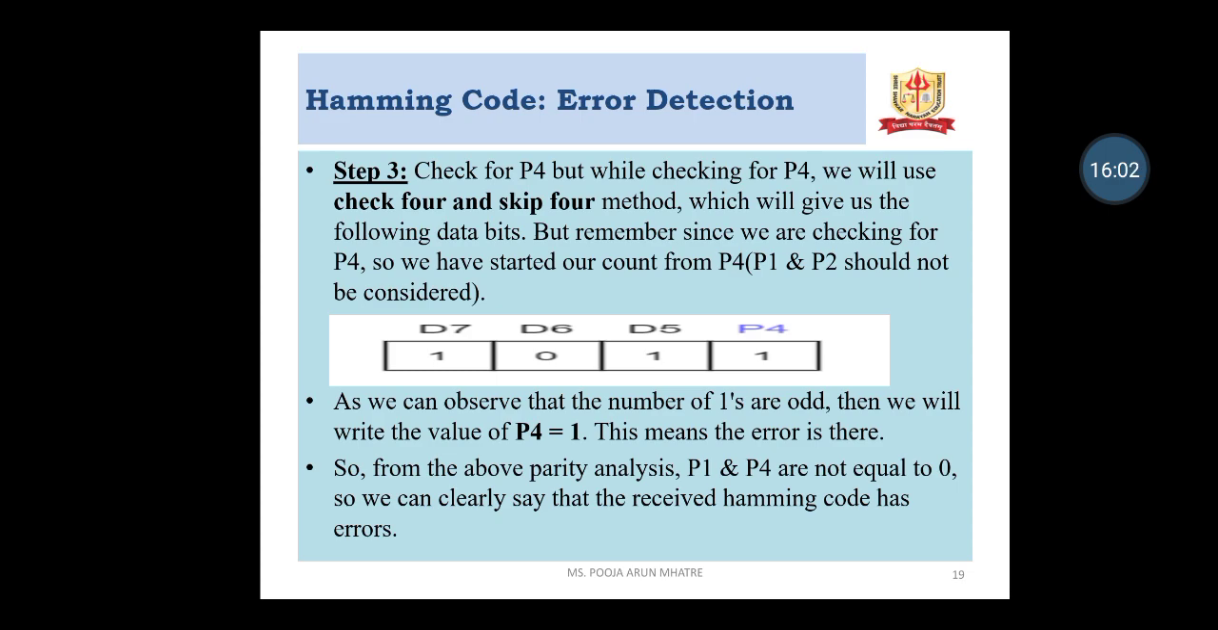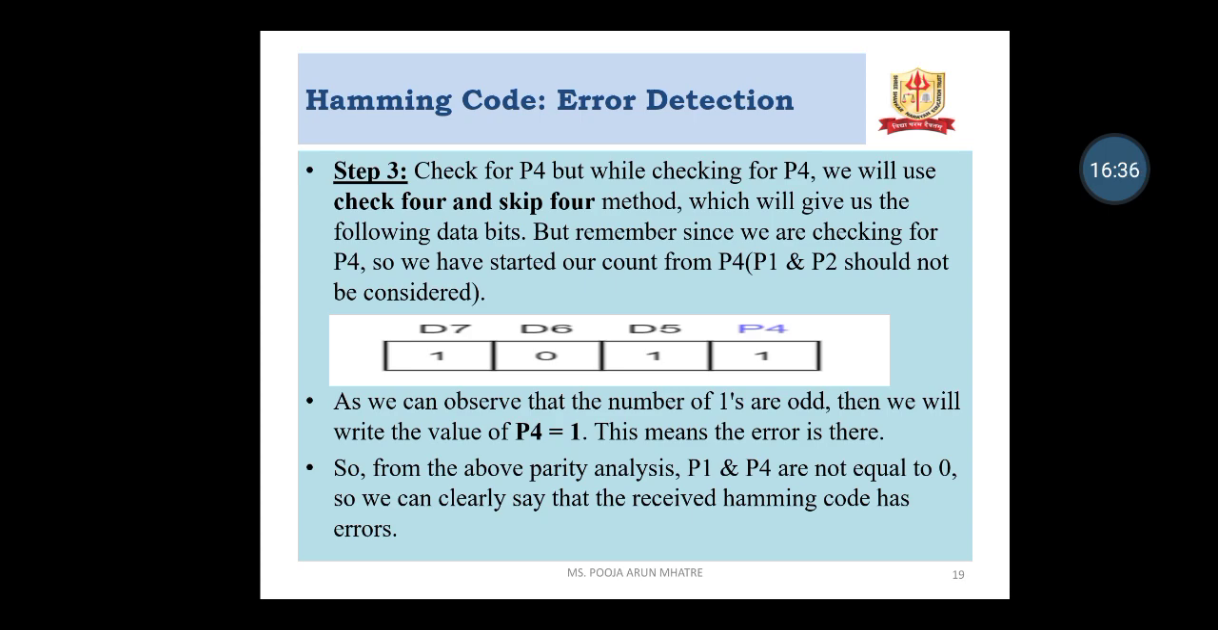Step 3. Check P4, but while checking P4, we will use the check 4 and skip 4 method, which will give the following data bits. But remember, since we are checking P4, we have to start our count from P4. P1 and P2 should not be considered. So P4, D5, D6, D7. As we observe that the number of ones is odd, we will write the value of P4 equals 1. This means there is an error.